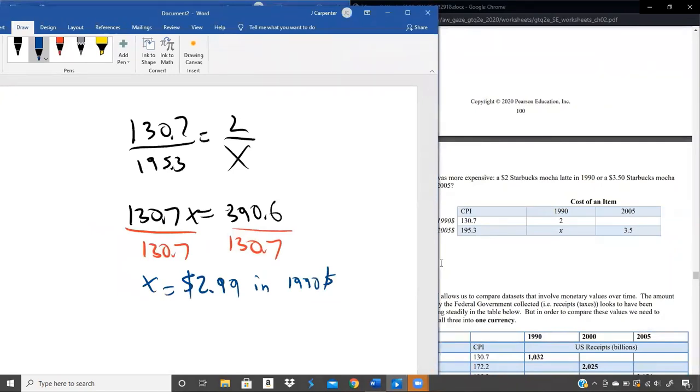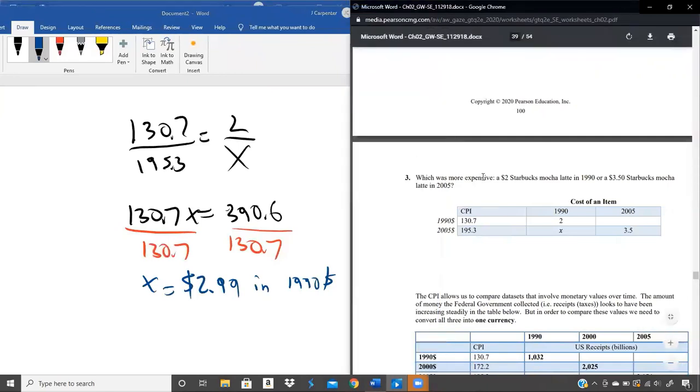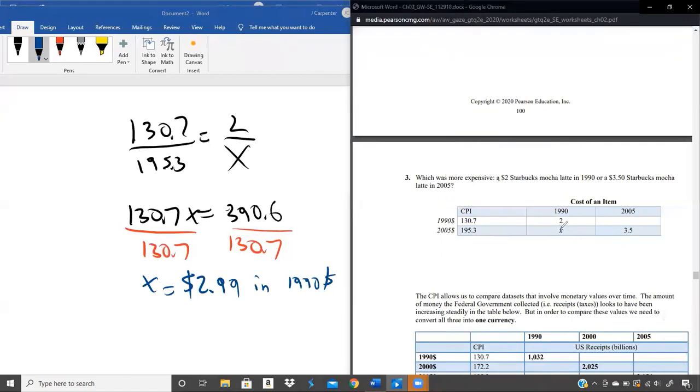So we just turned the $3.50 latte from 2005. We said, well, what would this cost if we bought it with 1990 dollars? It would cost us $2.99. Well, we want to know which one is cheaper this time, right? No, they said which one's more expensive. So which one was more expensive? Well, it's the higher one. So it's the 2005. So again, this x is now $2.99.